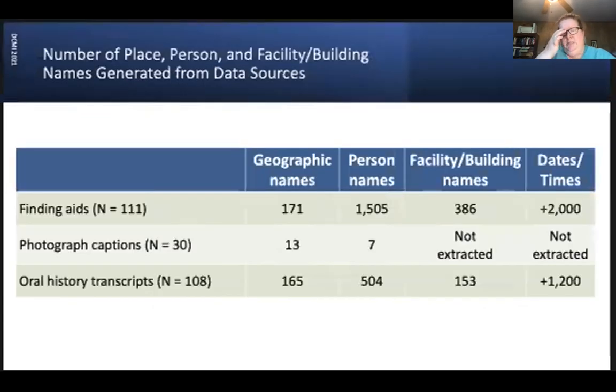So this is just a quick table that gives you a sense of the number of entities that can be found in just this small sampling. So of 111 finding aids, we found 171 unique geographic names, over 1500 personal names. Facility and building names turned out to be very important, 386 of those. And then over 2000 references to dates or times. So that's very significant. We have also photographic captions, a pretty small sample. We just did 30, but it was fairly labor intensive for some of this work. Oral history transcripts, 108 of them. And so you can see similar numbers there.